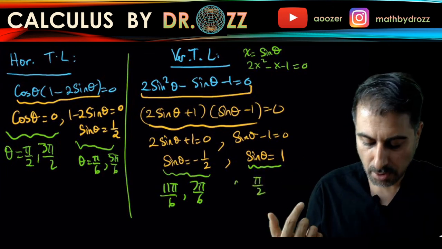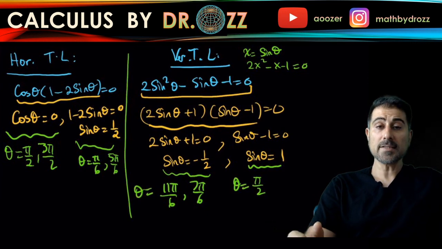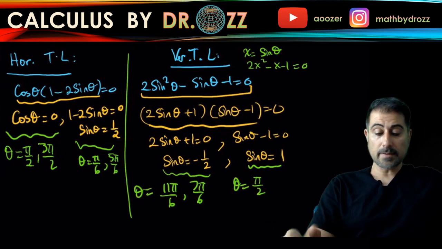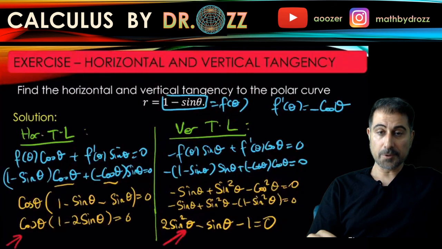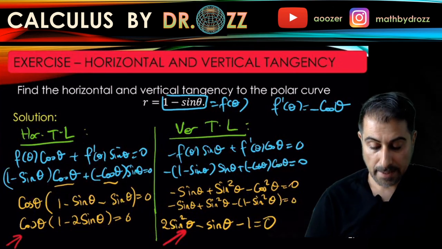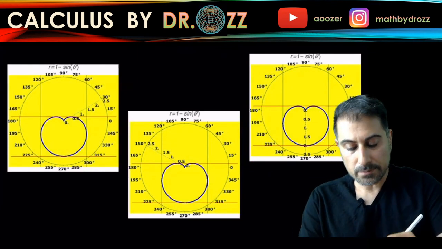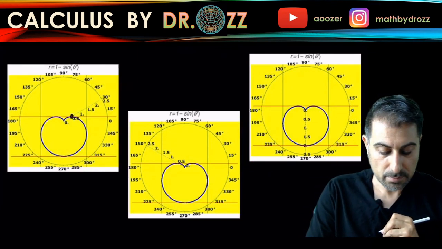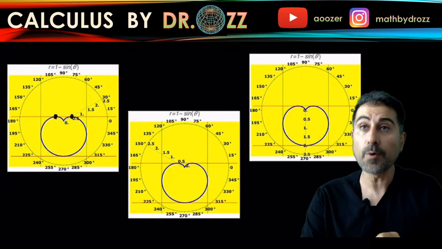So I have 4 locations where I have horizontal tangent lines, and I have 3 locations where I have vertical tangent lines. And go ahead and plot 1 minus sine theta. I did that for you, and I want to verify those vertical and horizontal tangent lines I came up with. Here we go. I have a horizontal tangent line right here at this point, and right at this point. Let's check if these are the right points.